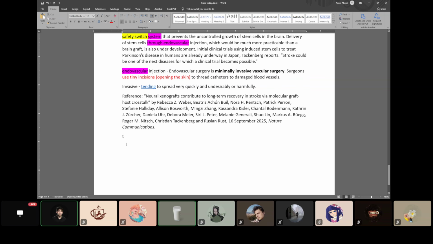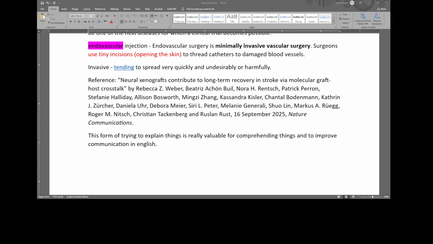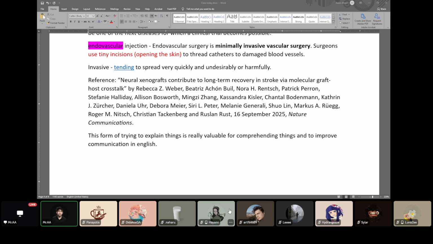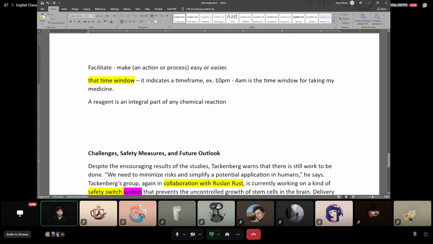This form of trying to explain things is really valuable for comprehending things and to improve communication in English. So that is why we are asking people about their opinions about this particular fact. Panayotis, can you please explain your point of view on this scientific paper and what you got out of it personally?